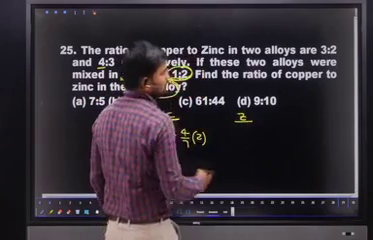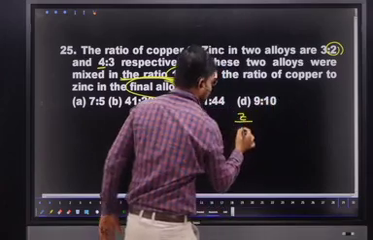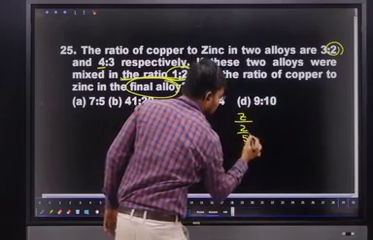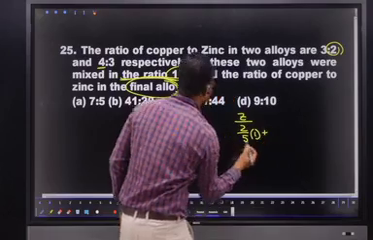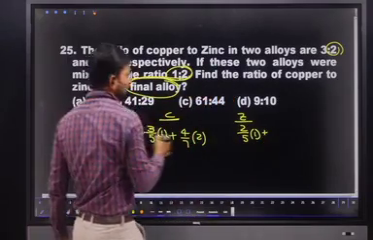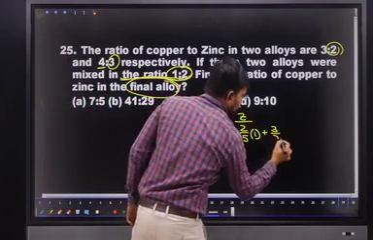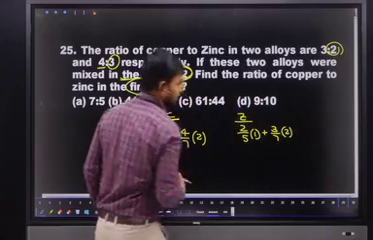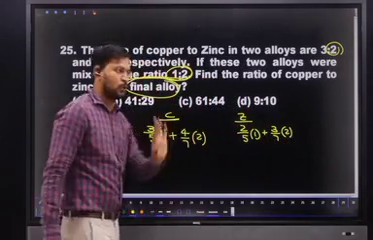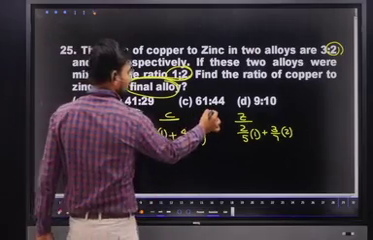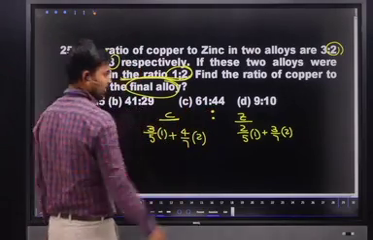Next, zinc. In the first vessel, zinc is 2 parts out of 5 parts, 2 by 5th of. From the first vessel you are drawing only 1 part, so 2 by 5th of 1 plus. In the second vessel, zinc is 3 parts out of 7 parts, but in the second vessel you are taking 2 parts. This is zinc from the first vessel and zinc from the second vessel, together total zinc. So I need copper to zinc in the final mixture.